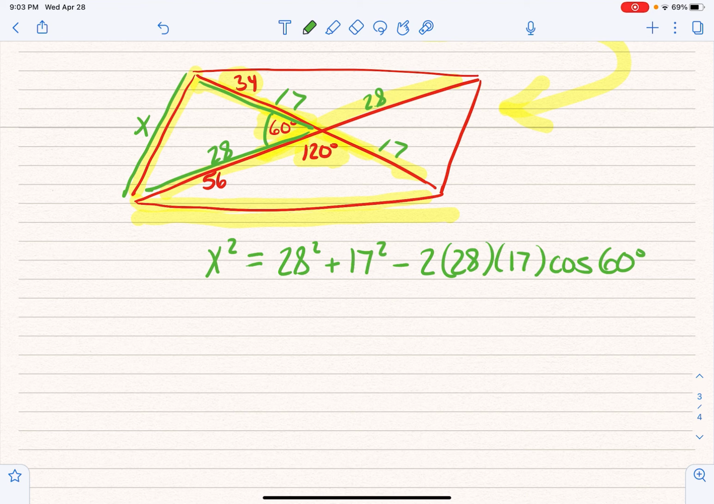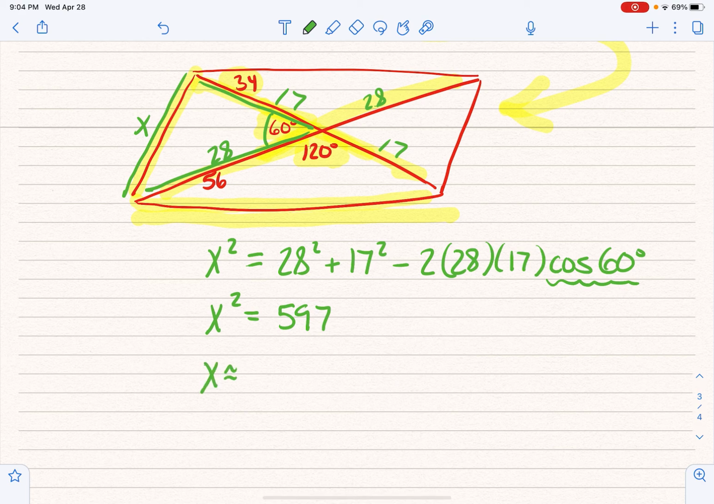At this point, I plug it all into a calculator: 28 squared plus 17 squared minus 2 times 28 times 17 times the cosine of 60 degrees, close parentheses. Hit enter, and I get 597. Isn't that funny? It came out to be a nice, perfectly clean number. x squared is equal to 597. That happens once in a while because in this case, the cosine of 60 degrees is exactly 1/2. It's not some crazy ugly decimal, so it lets this come out to be a clean number.